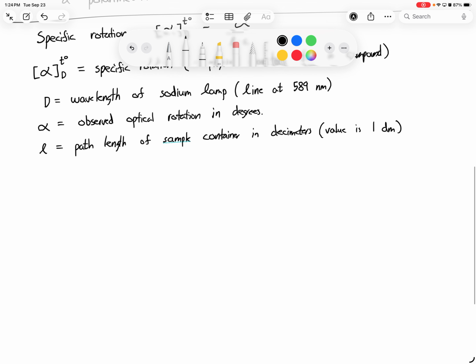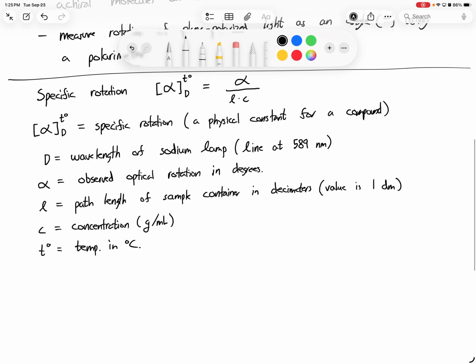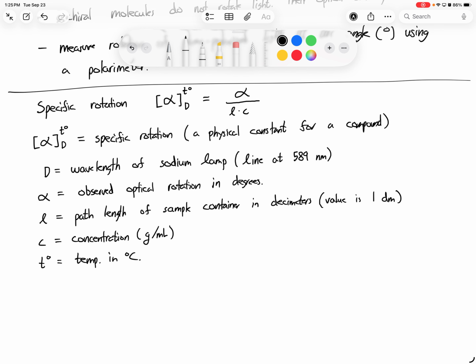All right, then two more things here. C, what is C? That stands for not the speed of light, that's the concentration, in grams per mL. So not moles per liter, grams per mL. And the T here, the last one, T degree, equals your temperature in degrees Celsius. So degrees Celsius will be our temperature. All right, are there any questions about these symbols here? They're all part of specific rotation, okay?